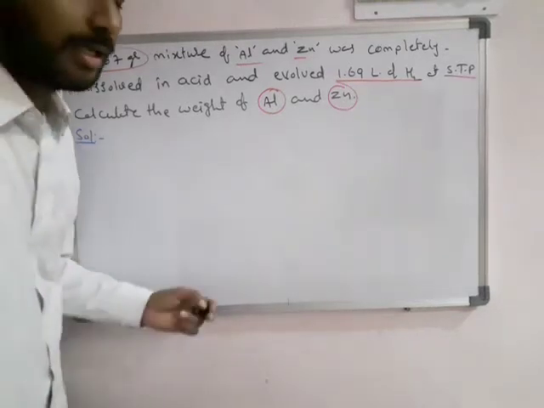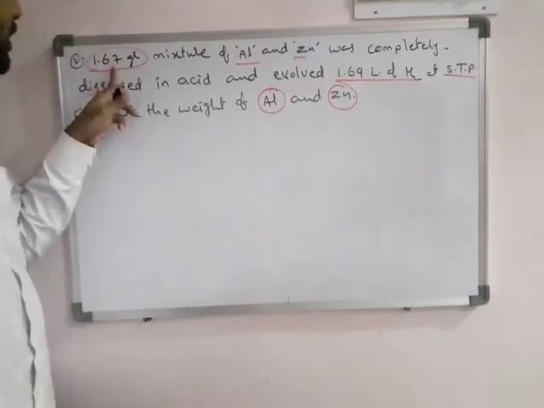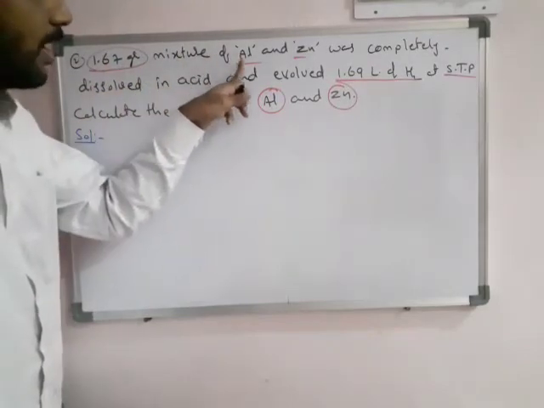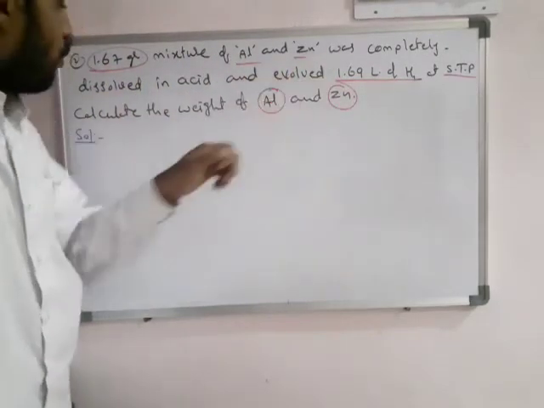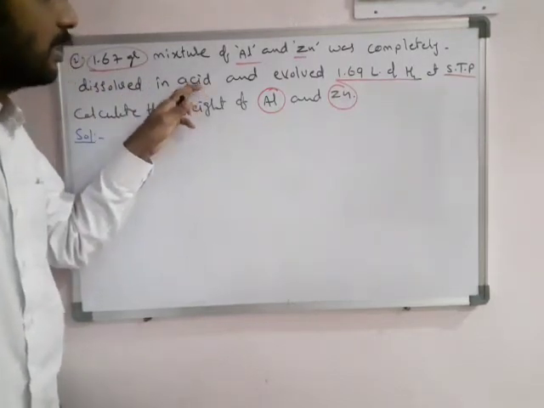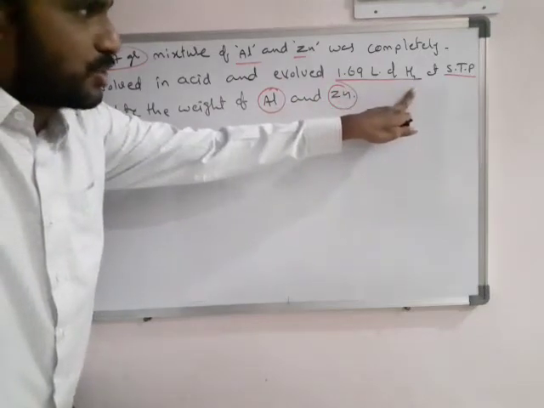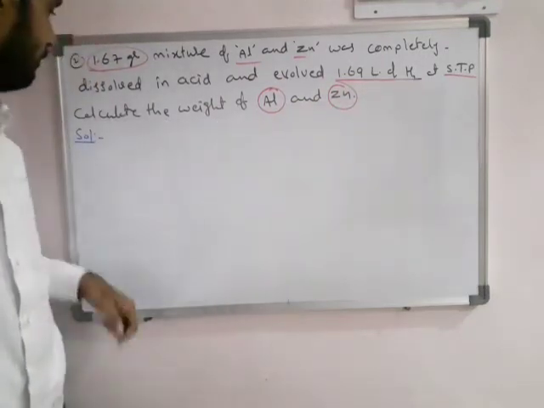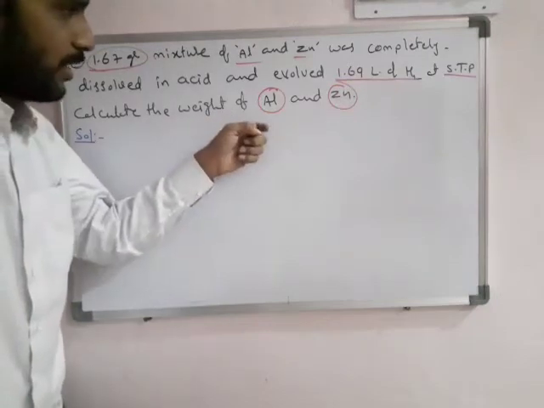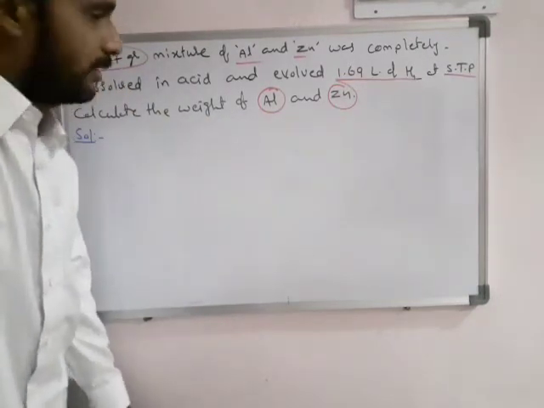And obviously a different problem. Here 1.67 grams of a mixture of aluminium and zinc was completely dissolved in an acid, and they evolved 1.69 liters of H2 at STP. We need to calculate the weight of aluminium and zinc in 1.67 grams of that mixture.